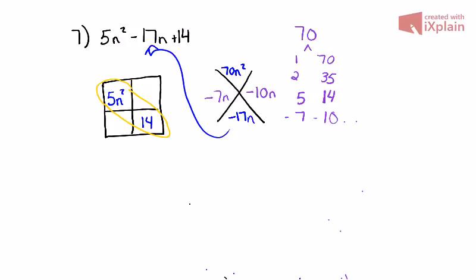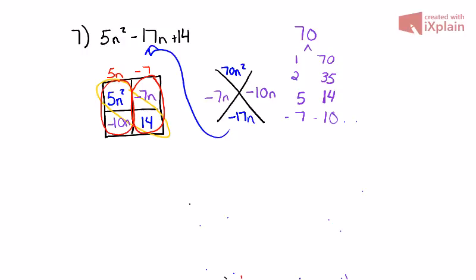negative 17n. So what I'm going to do is I'm going to come in here to my generic rectangle, and I'm going to place those in the other two boxes. And now remember, the last thing we do is we look at the GCF of each row and column. So if I take a peek at my first column here, my GCF would be a 5n. When I look at my second column here, my GCF would be a negative 7. Remember, if I have the negative first, I pull it out.